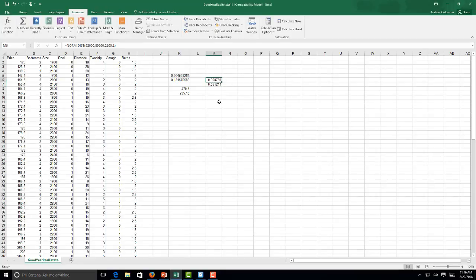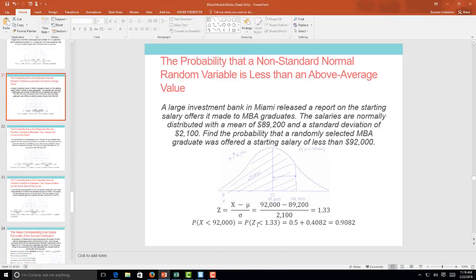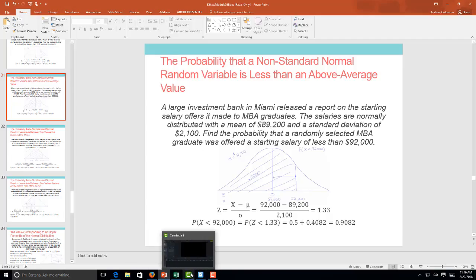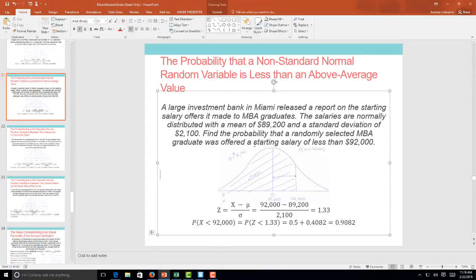And now we have our 0.9088, which once again is going to be slightly different. The whole reason is because when we go to the z-score of 1.33 in the tables, there are only two decimal places that it represents, while Excel takes into consideration all decimal points. Okay, so just another example. I'll do a couple more here just so you can get used to it and have something to fall back on.